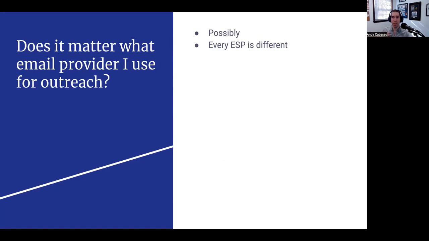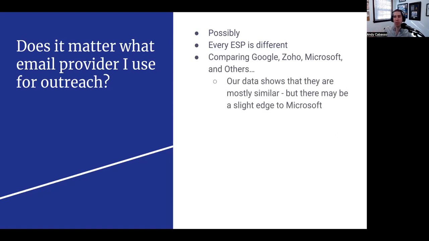And so we've run tests to try and see, well, all things being equal, does an email coming from a Gmail going to a Gmail have better deliverability than Gmail going to Microsoft, or Microsoft going to Gmail versus Microsoft? For the most part, our data shows that they're pretty similar. I think there is, though, a very, very slight edge to Microsoft from what we've been seeing with our data.